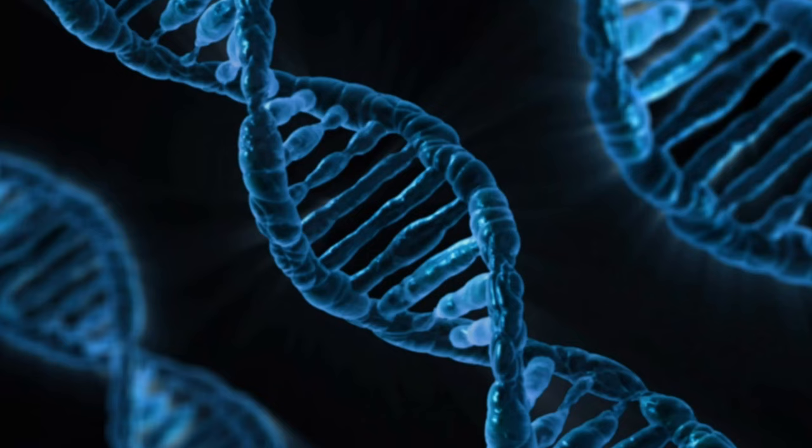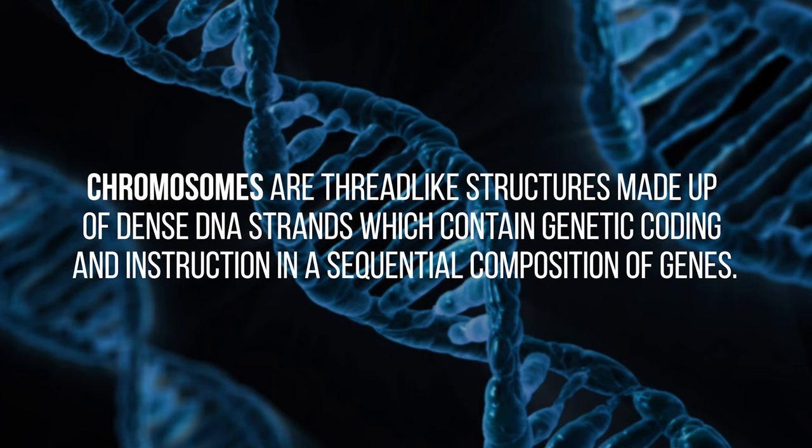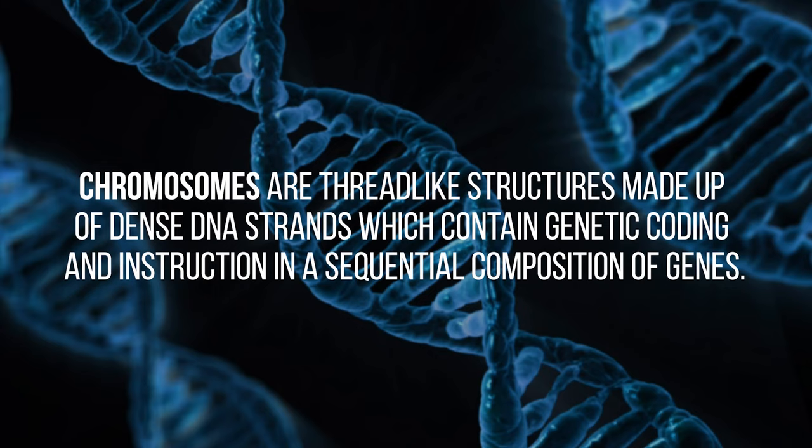In our last video, we looked at macromolecules and we were able to see how our bodies are composed. Chromosomes are thread-like structures made up of dense DNA strands which contain genetic coding and instruction in a sequential composition of genes. Chromosomes store, replicate, transcribe, and transmit genetic data in our body's cells.